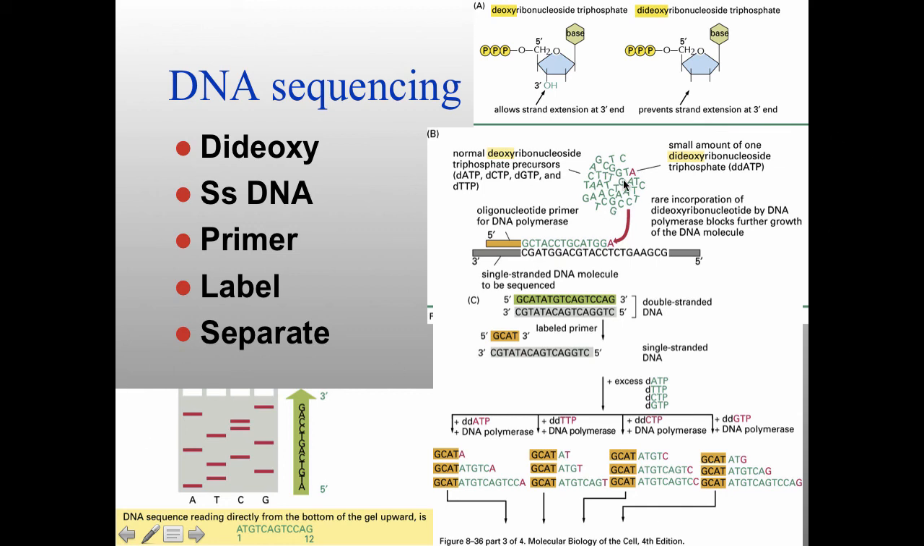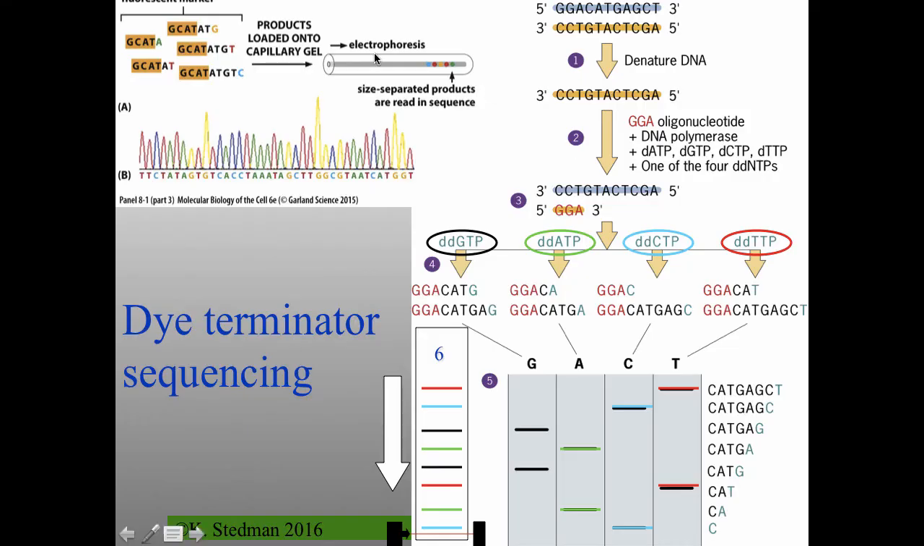What people do these days, I don't know how many of you have looked at sequencing reactions, is that your sequence reaction usually comes back and looks something like this. This is basically exactly the same thing. Instead of doing one reaction with ddA, one with ddT, one with ddG, and one with ddC, you mix all of them together, but each of these has a different fluorescent tag, basically a different color that's attached to that particular nucleotide.